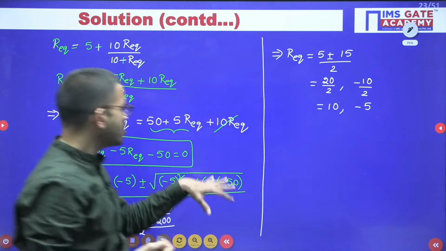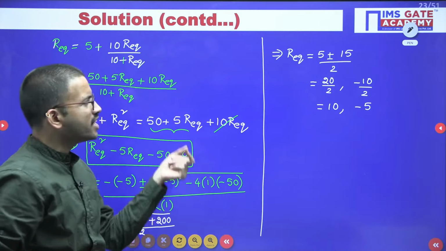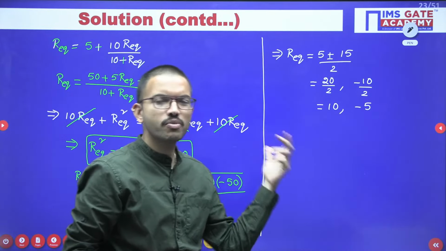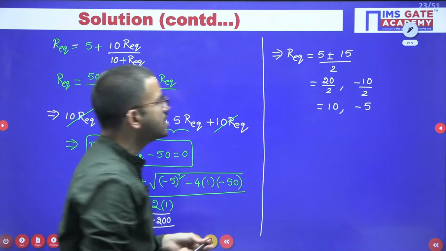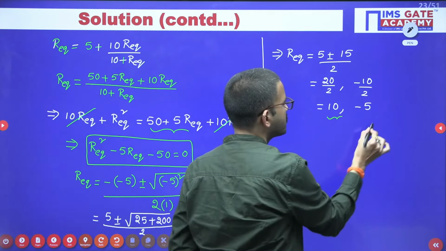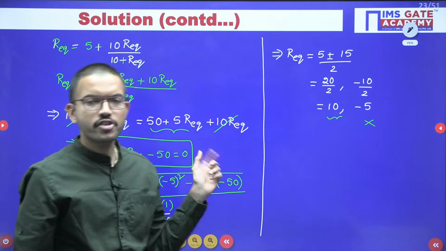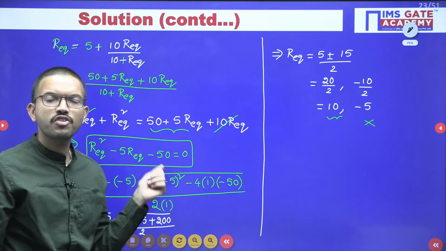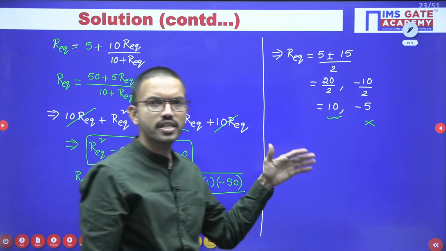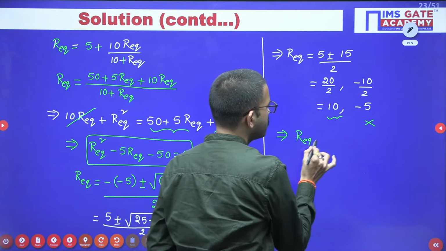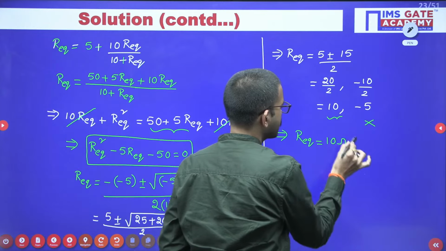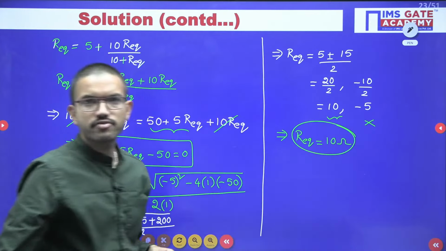So here when you are solving any quadratic equation, if you are getting negative root, okay, in your mathematics we will consider. But here you are having what? Resistor. Obviously the resistor value should be positive. That's why we will ignore. After solving any quadratic equation like this, if you are getting resistance value negative, you can ignore. Okay. So the final answer for this question is R equivalent equal to 10 ohm.